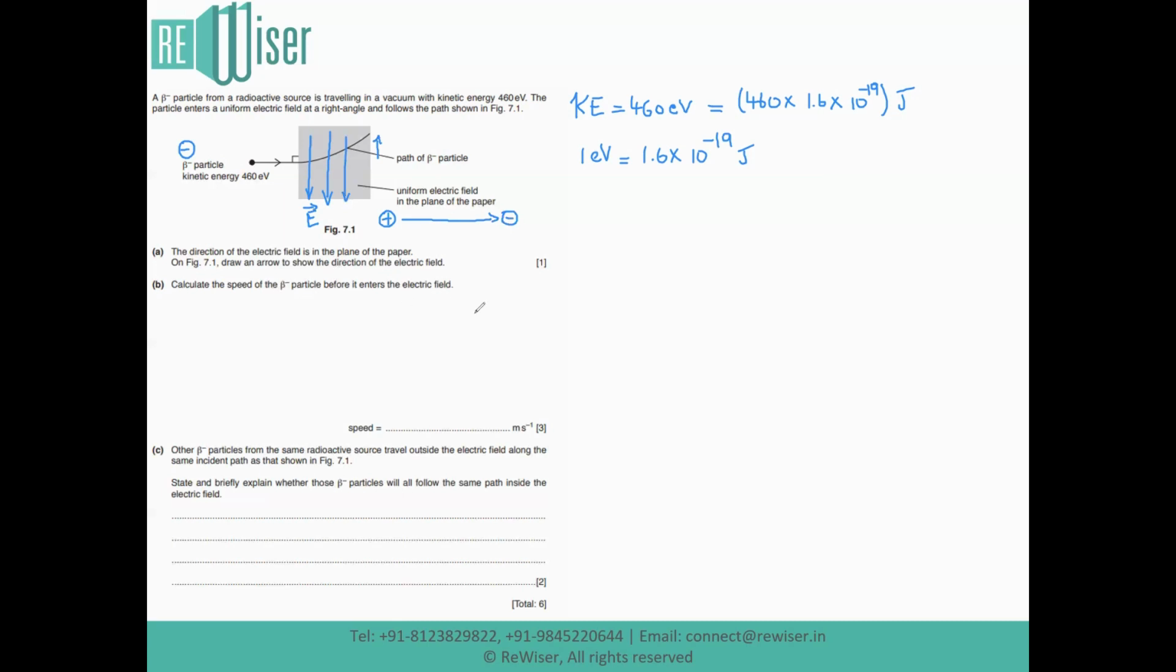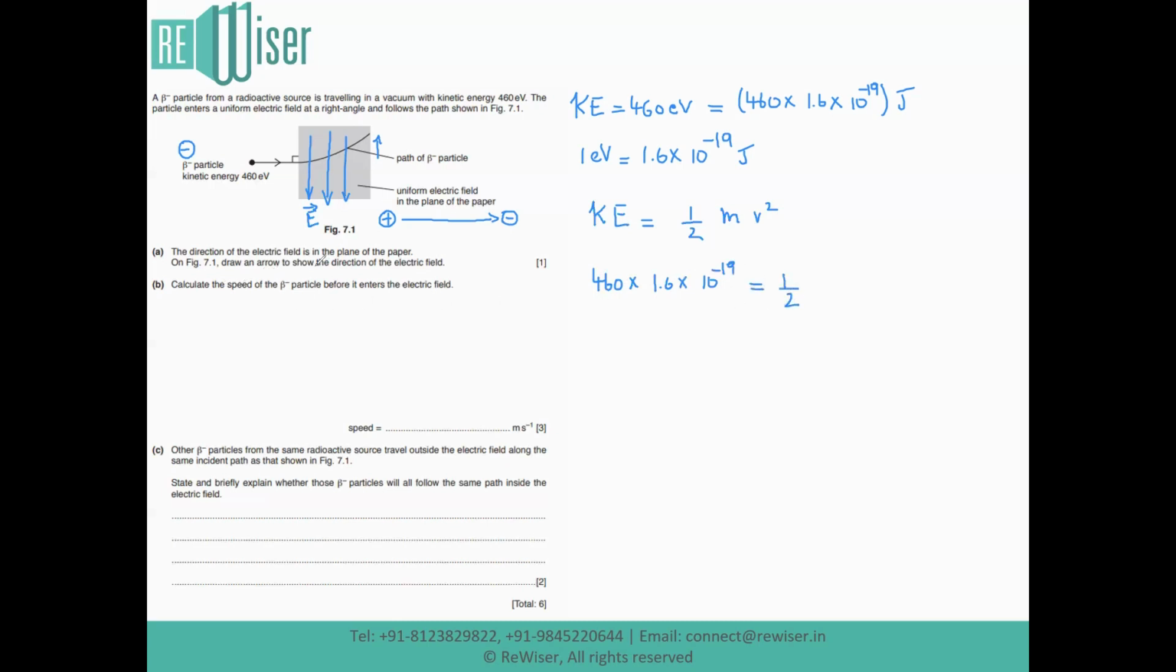Moving on to the next part, calculate the speed of the beta particle before it enters the electric field. So kinetic energy is what we have here. How do we find out speed from kinetic energy? Kinetic energy by definition is half times m times v squared. So here the kinetic energy in SI units is 460 × 1.6 × 10^-19. This is equal to half.